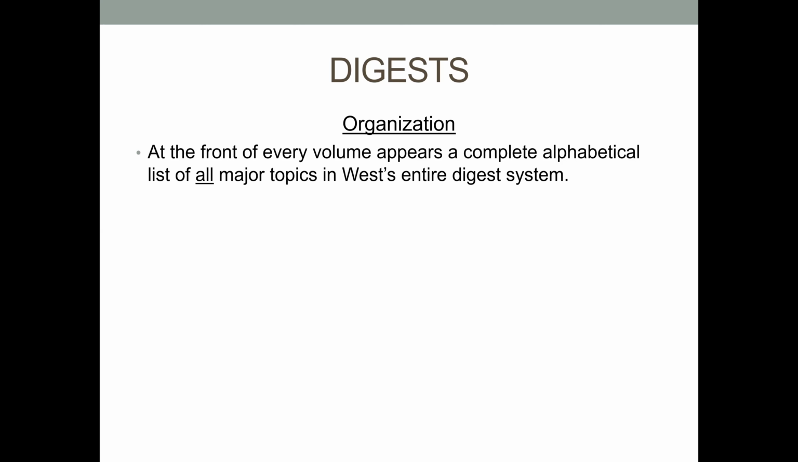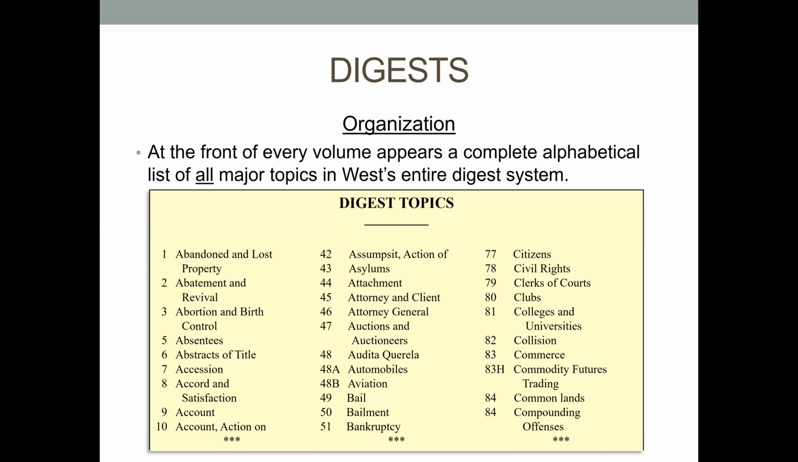Now, when you open any volume of the hardback digest published by West, you will see an alphabetical list of the more than 400 digest major topics. And so here is an example of what the first page of that list would look like. The very first one is abandoned and lost property, and then it just goes alphabetically through other major topics.